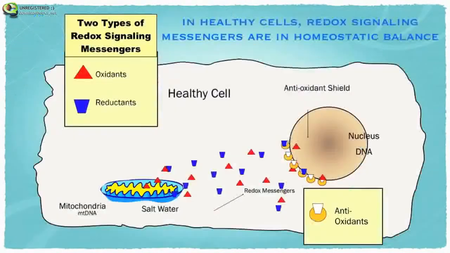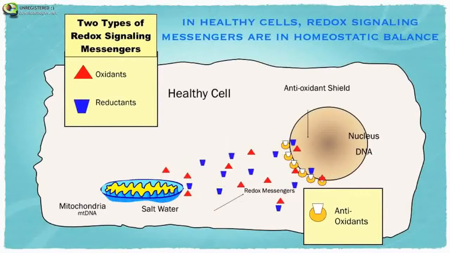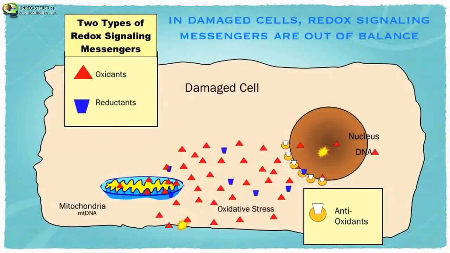And of course, glutathione is primarily located near the nucleus, a very important protected area of our cell. So in a healthy cell, you can see that we have homeostasis, a balance of these two different kinds of redox molecules. And as a result, we've got everything working in a physiologic balance.